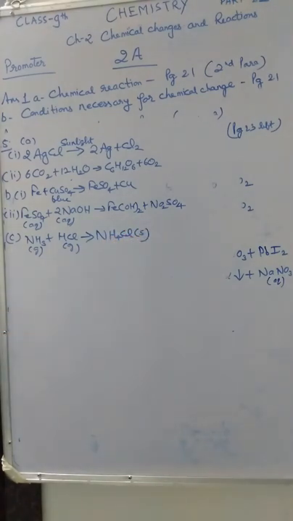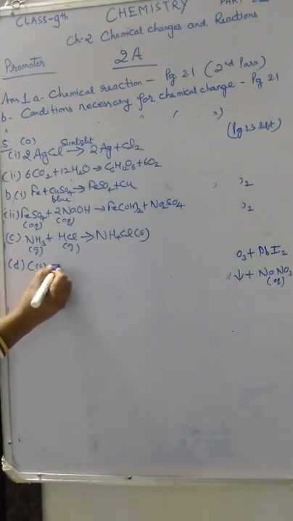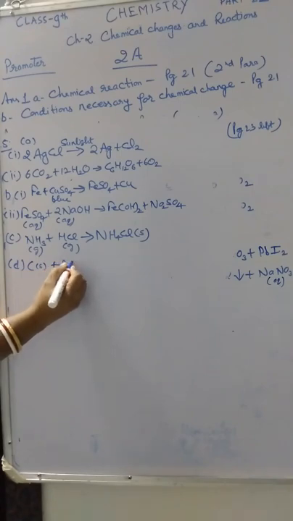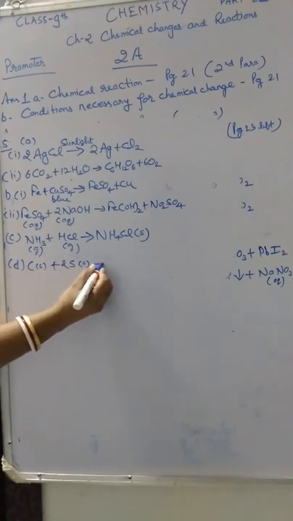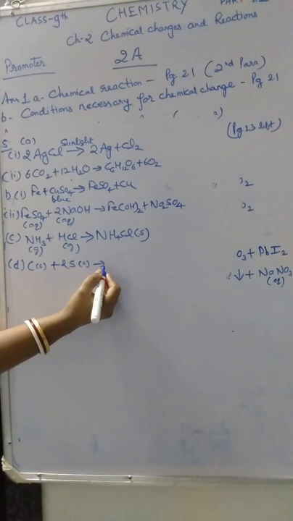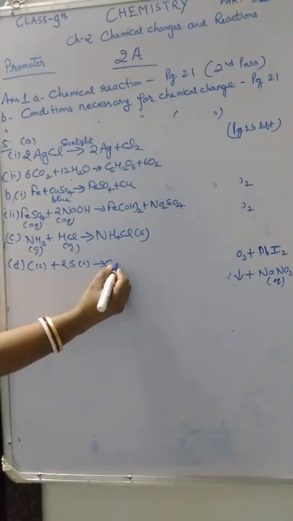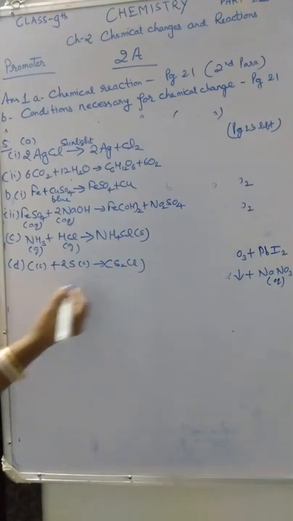Okay. D1. Two solids combine to form a liquid. That is also given in your book on page number 23. When carbon in solid form reacts with sulfur, which is also in solid form, you will get carbon disulfide, which is in liquid form.